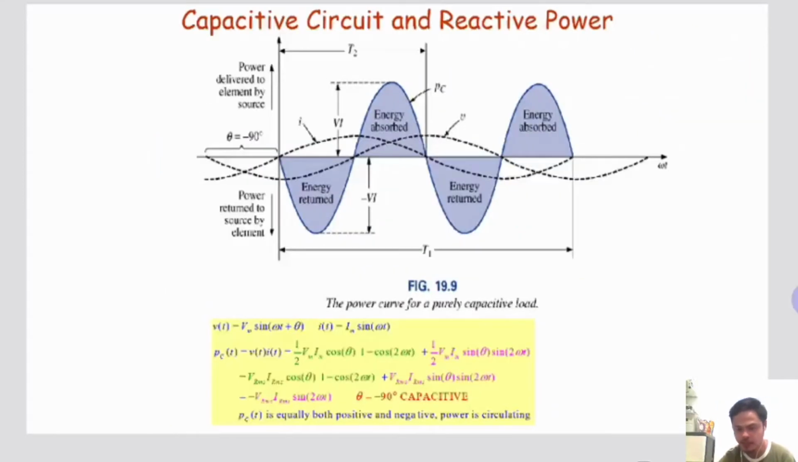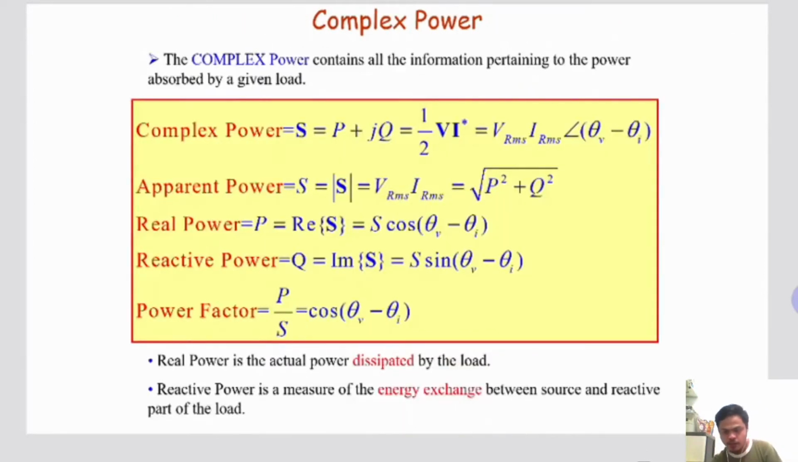For a capacitive circuit, the current leads the voltage by 90 degrees. So in summary, for complex power we have the formula. Complex power is denoted by the bold letter S. Apparent power is the absolute value of S. So this is the formula for apparent power.